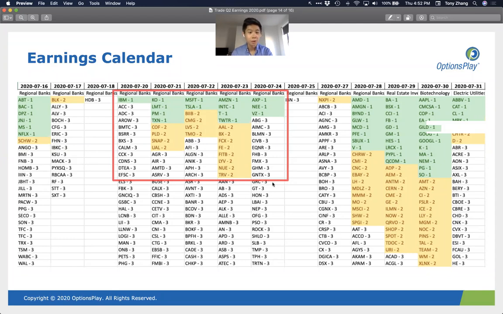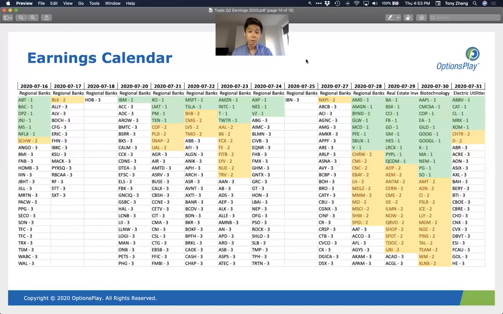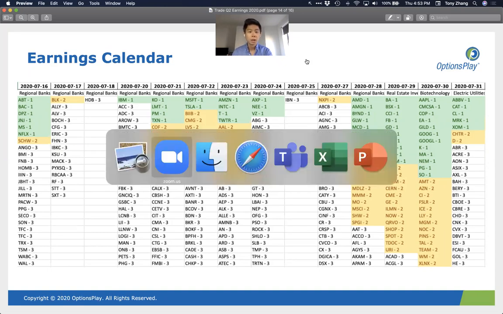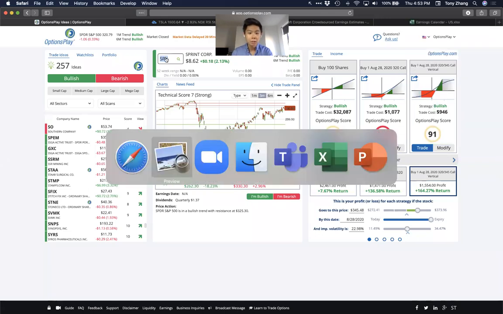So next week we have a lot of big names here. You have IBM, Coca-Cola, Lockheed Martin, Philip Morris, Texas Instruments, Microsoft, Tesla, Amazon, Intel, AT&T, Twitter, American Express, Verizon, NEE, which I think is a utilities company. So you have a really big selection of a variety of companies, tech companies, pharmaceuticals, consumer staples, a lot of things to potentially play next week, technology names. So let's take a look at OptionsPlay to analyze some of these plays.